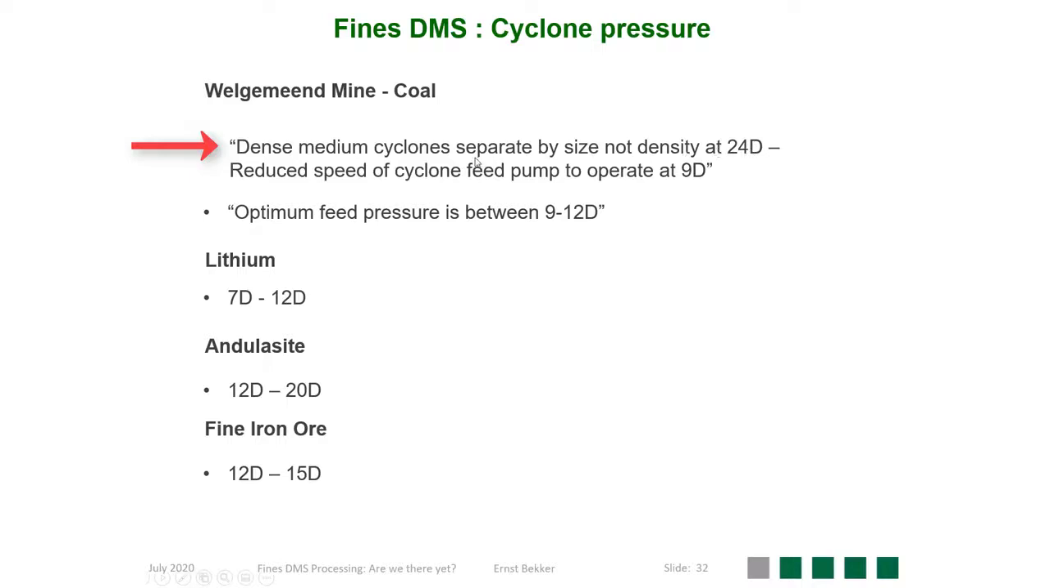And the reason is that they believe that the cyclone starts to separate on size at these higher operating heads instead of density. They believe that the operating feed pressure should be between 9 to 12D. On lithium, 7D to 12D seems to be the standard. Andalusite, 12 to 20D, iron ore, 12D to 15D. So earlier test work indicated higher operating heads seem to produce better efficiencies, while as more data becomes available, it seems maybe lower pressures can be employed.